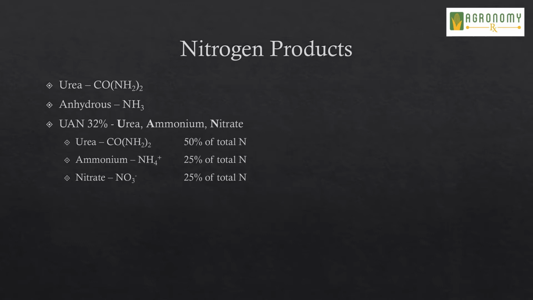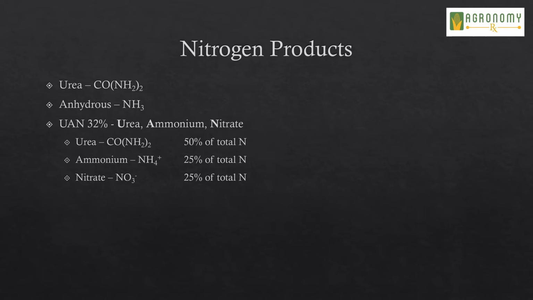Now we have the forms of nitrogen and an understanding of what's plant available and what's not. Let's look at that in terms of products that we can use to apply nitrogen to our field. Dry urea is the same as the nitrogen form; the molecule is the same. Anhydrous is again the same, in the NH3 form. And then there's UAN 32%.